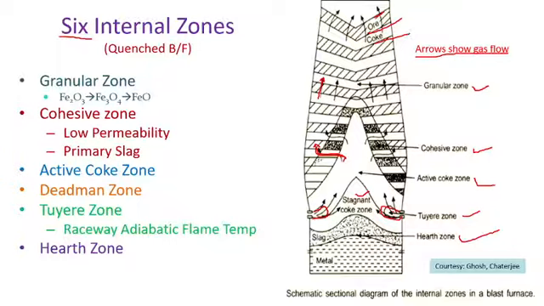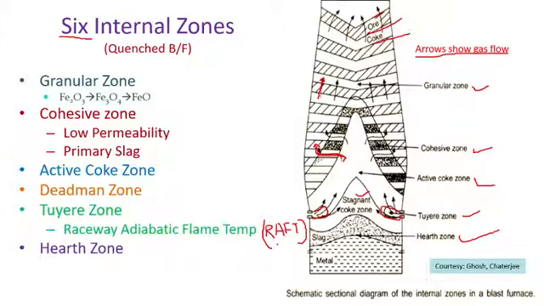Okay, and the temperature of this region is called your raceway adiabatic flame temperature, or in short, it can be called RAFT, raceway adiabatic flame temperature. This is the highest temperature inside a blast furnace. There is a temperature gradient in the vertical direction on either side of the zones. Okay, this temperature is critically related to the hearth temperature.